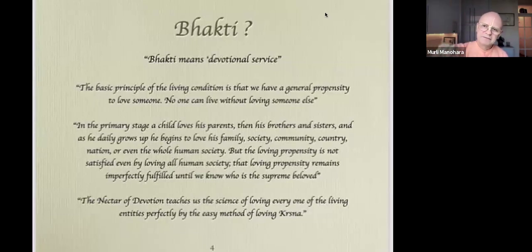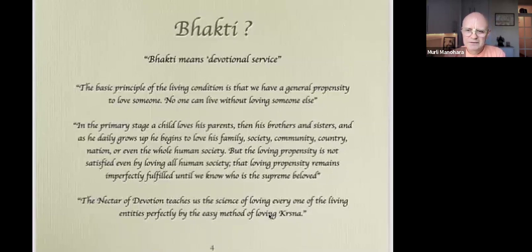If you learn to love Krishna, you will automatically have affection for everyone. And it won't be a mental exercise. It will be a manifestation of your purified self, because everyone is part and parcel of Krishna. So if you learn to love Krishna, then Nectar of Devotion teaches us the science of loving every one of the living entities by the easy method of loving Krishna.